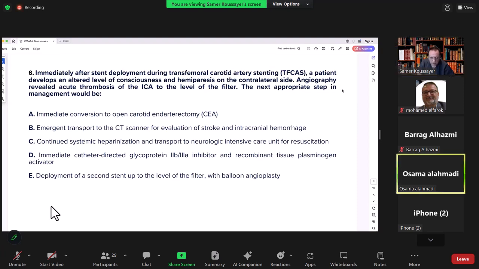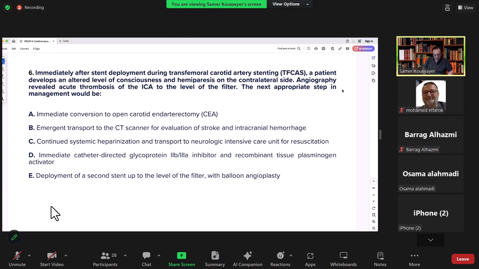The immediate catheter-directed glycoprotein 2B3A inhibitor and recombinant tissue plasminogen activator. As you mentioned, this is the best answer. And E, deployment of a second stent up to the level of the filter with balloon angioplasty. No, because you don't know what the issue is now. So how are you going to go with that? We don't know what the problem is. Is it a clot, is it a dissection? First you have to dissolve the clot and take it to an angiogram. If you find a dissection, then you do a stent. But you can't go with another stent, because then you have a clot and you squeeze it, and it goes to the brain.